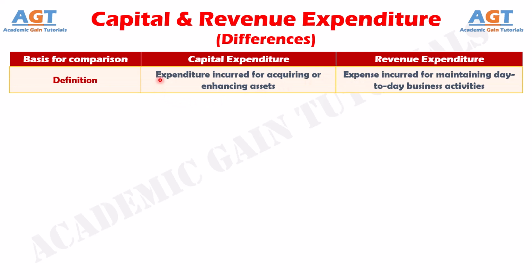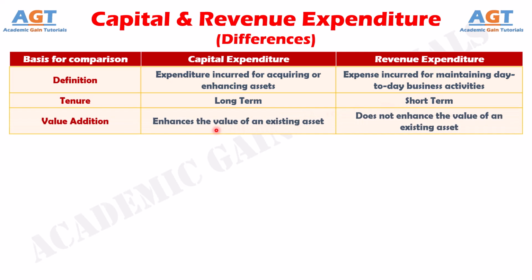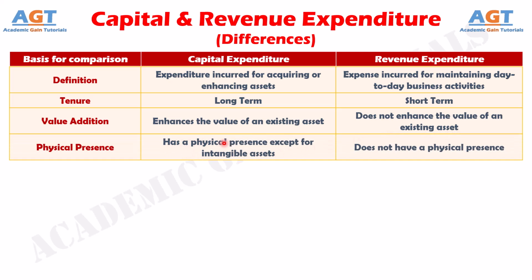Difference number 1, capital expenditure is incurred for acquiring or enhancing assets, whereas revenue expenditure is incurred for maintaining day-to-day business activities. Number 2, capital expenditure is long-term, whereas revenue expenditure is short-term. Number 3, capital expenditure enhances the value of an existing asset, whereas revenue expenditure does not enhance the value of an existing asset.